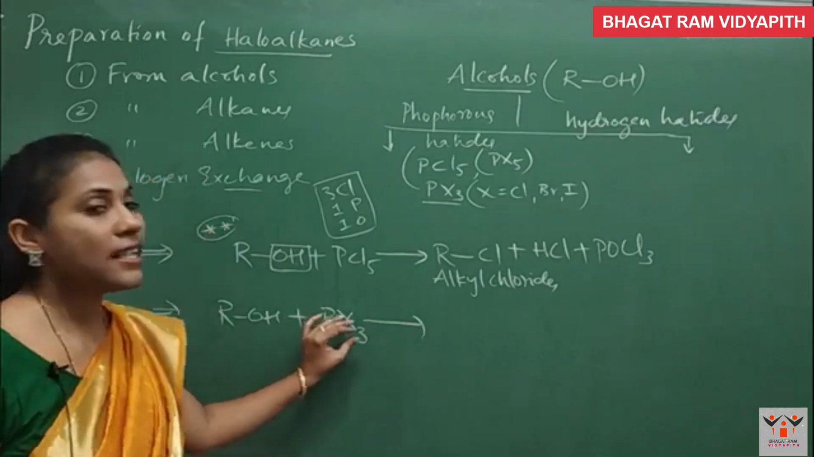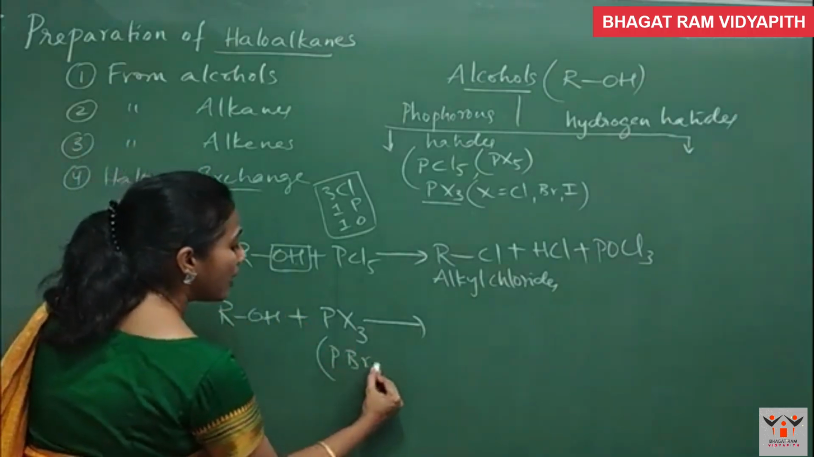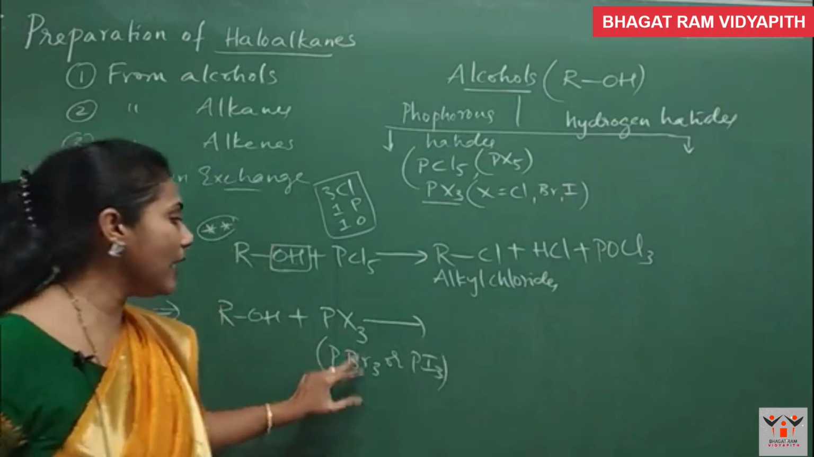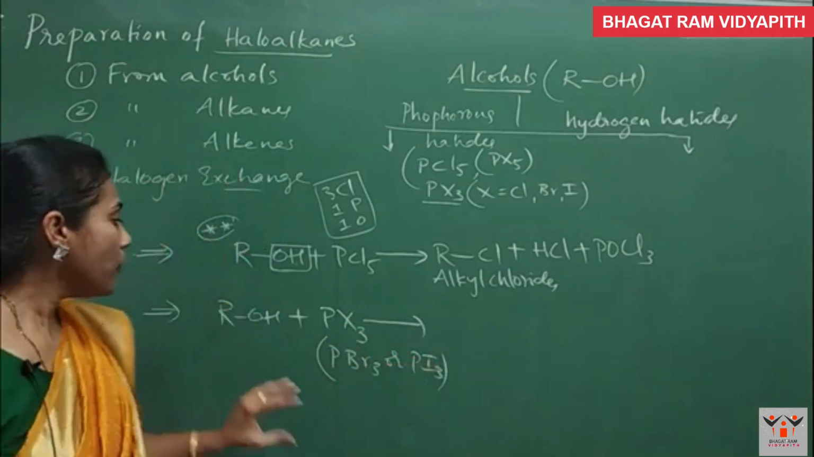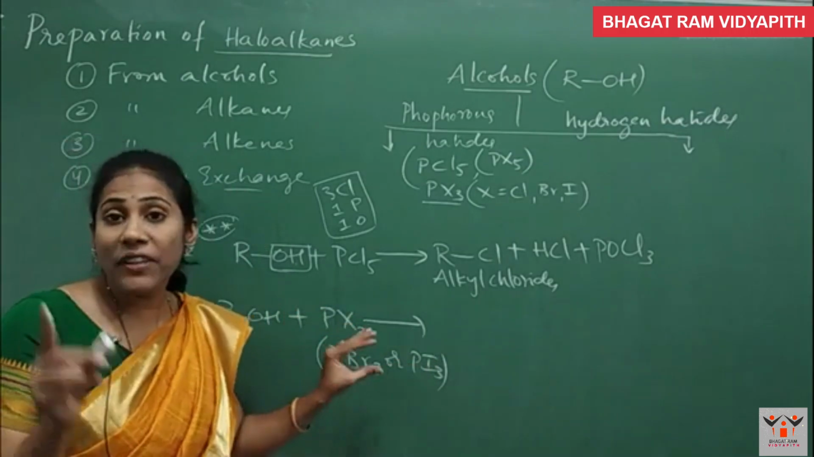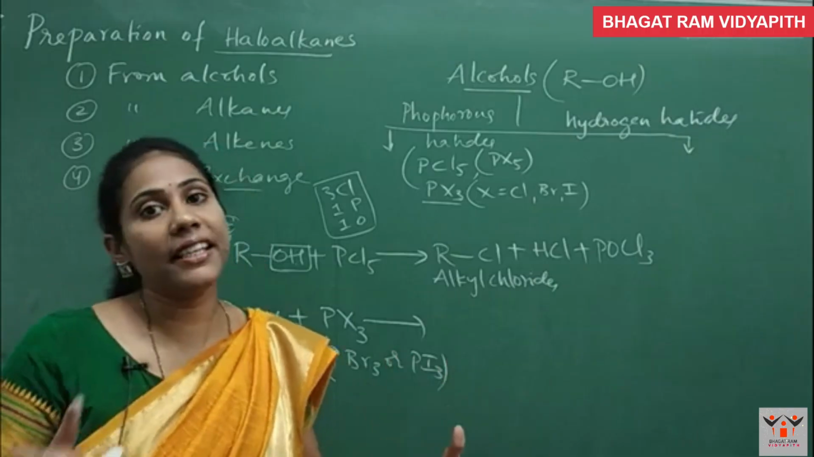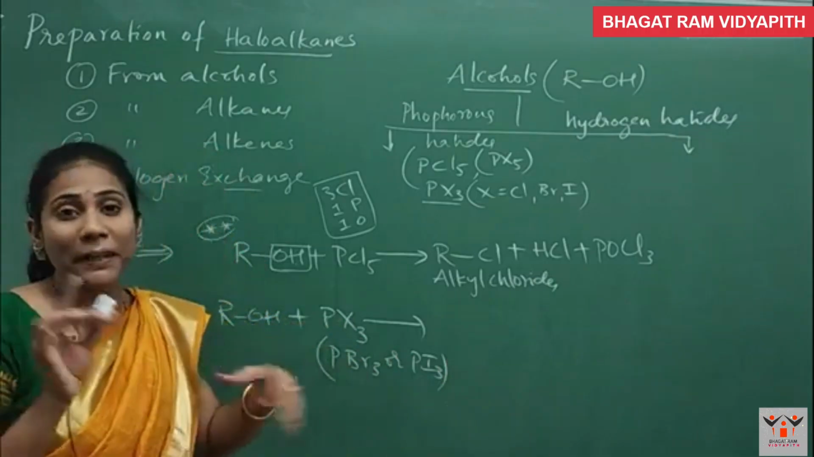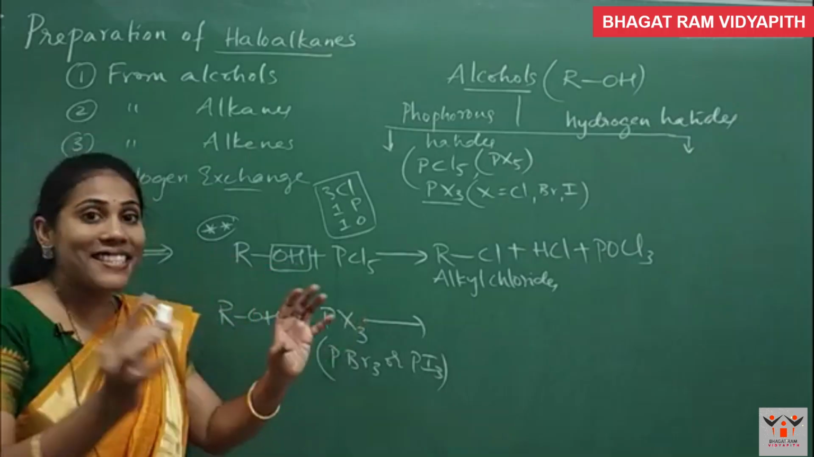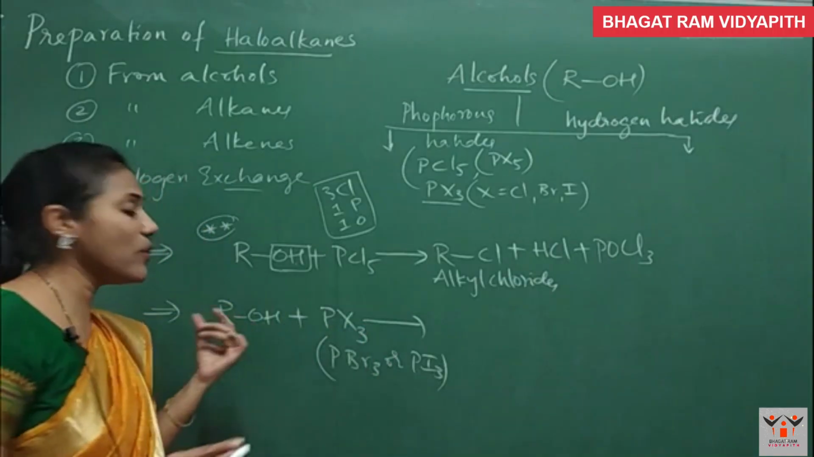Now let us understand when alcohols are treated with PX3 type of compounds, the phosphorus trihalides. It can be PBr3 or PI3, so here X can be Br or iodine. When you treat alcohols with PX3, remember PX3 is a very unstable phosphorus halide. It should be prepared within the reaction mixture. You can't first prepare PX3 and then add it to the alcohol. The PX3 gets formed within the mixture itself, and that PX3 reacts with the alcohol.